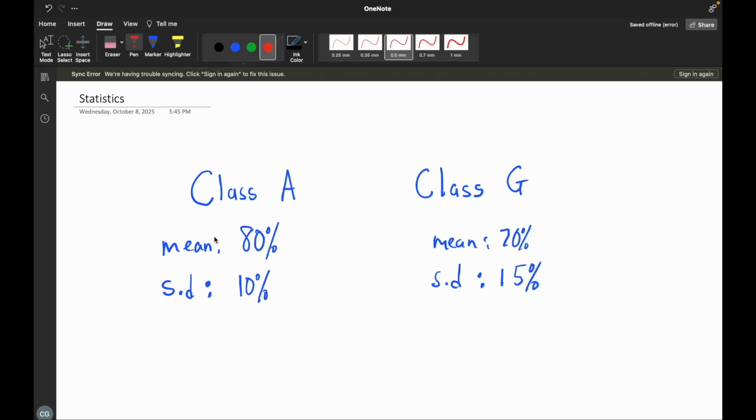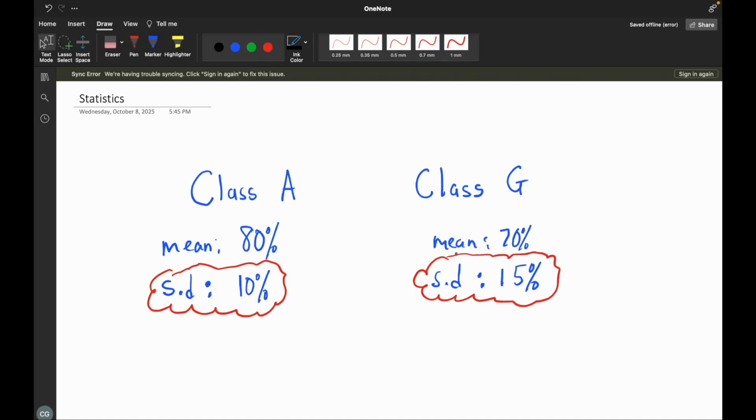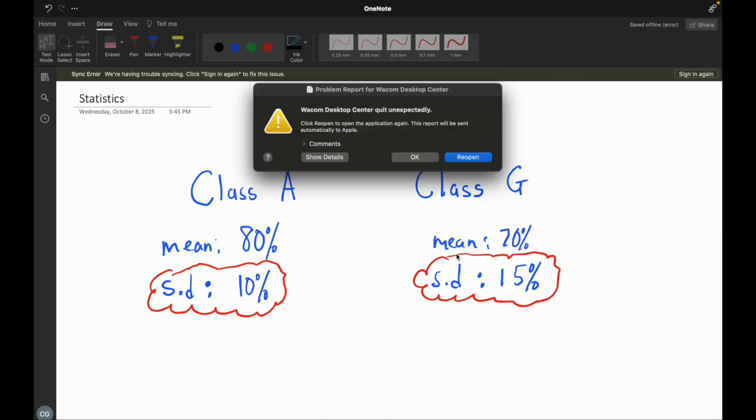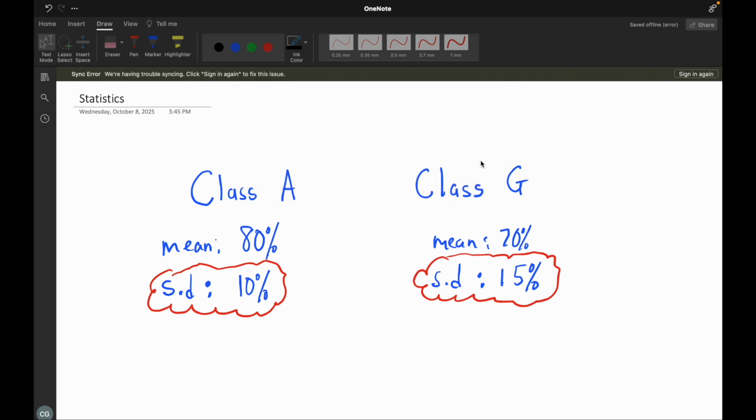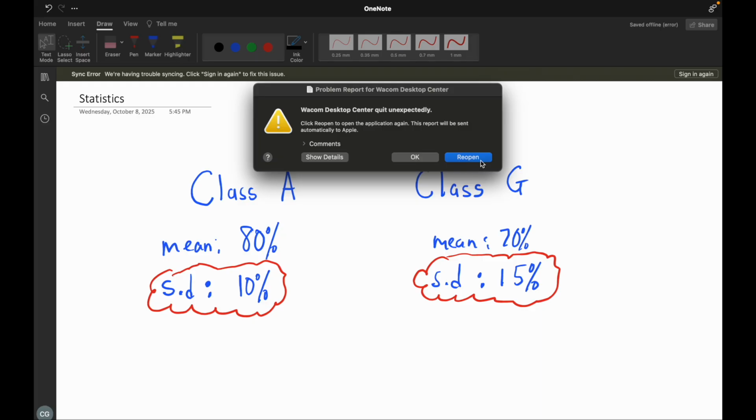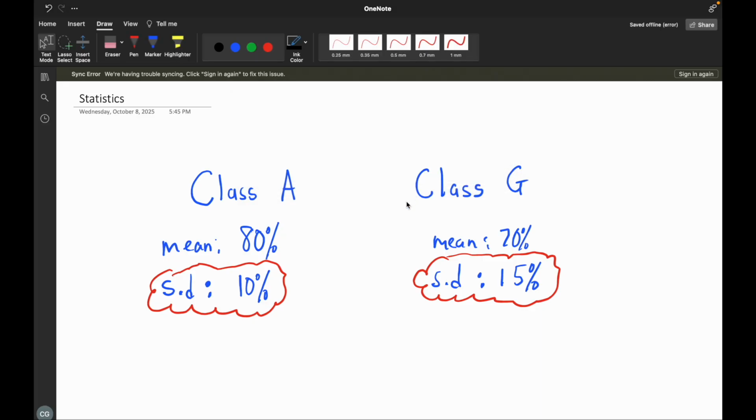Now, when I look at these two values, the standard deviations, one has 10 and one has 15. So, which class has the lower standard deviation? Class A. Excellent. So class A had the lower one. And the highest one is class G. Excellent.